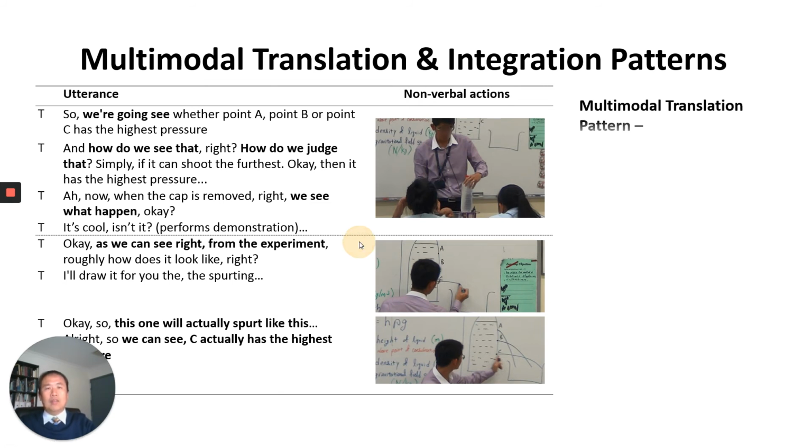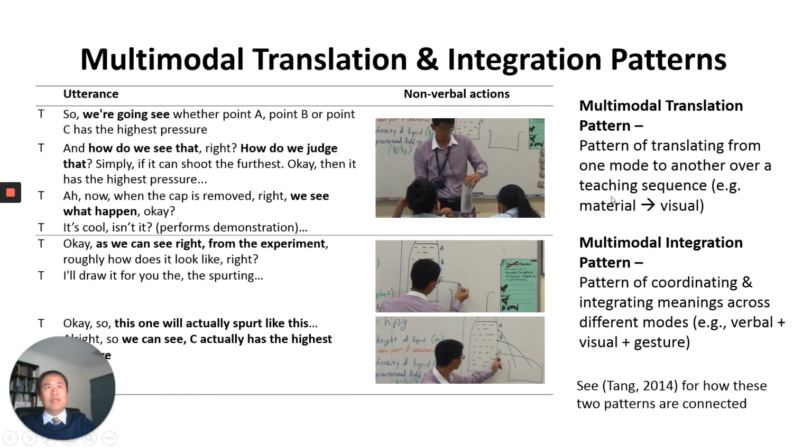There are two kinds of multimodal patterns. The first one is what I call a multimodal translation pattern, which is a pattern of translating from one mode to another mode, for example, the mode of this water bottle, which is a physical mode that the teacher is using to demonstrate the water pressure, and translating it to the visual mode of the drawing that he has drawn over here.